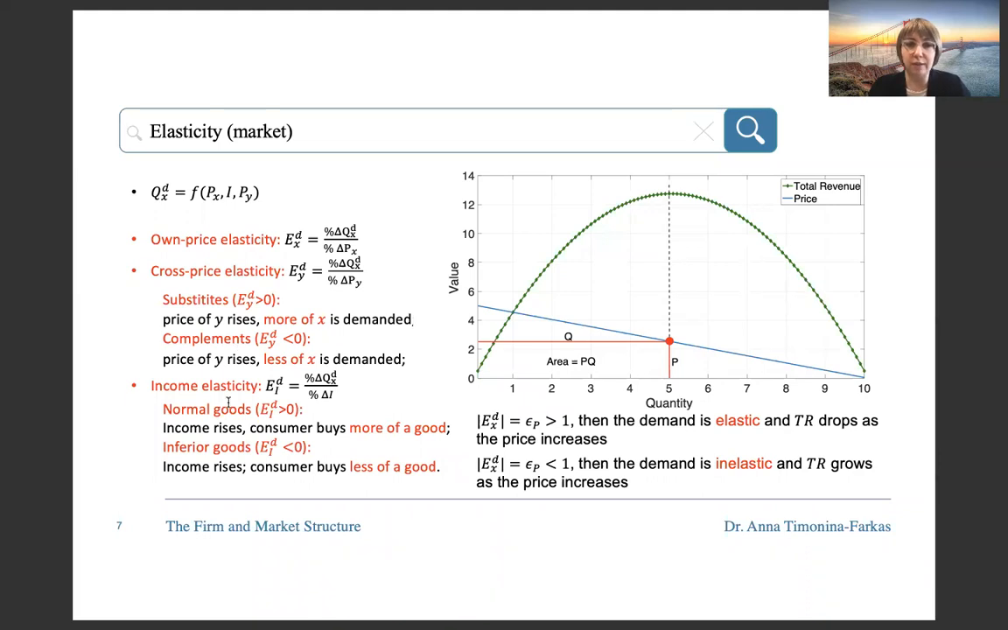The third type of elasticity which we consider is income elasticity, and it tells us the percentage change of the quantity purchased depending on the income of the consumer. Normal goods are such goods which are purchased more if the income rises, but inferior goods are such goods which are purchased less if income rises.